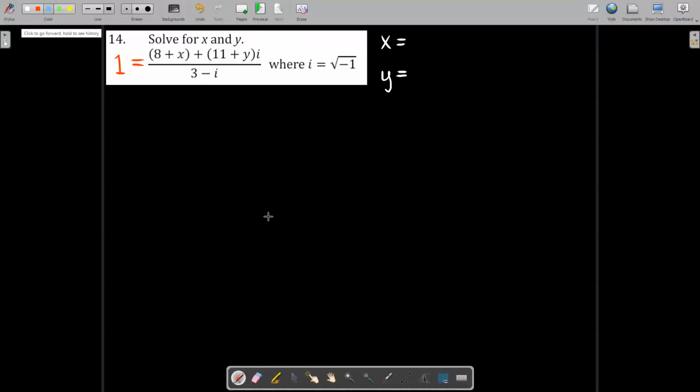Number 14, solve for x and y. And now we have this equation. There was a typo. There's supposed to be a 1 equals right here, where we have some imaginary numbers. This says i is equal to the square root of -1.